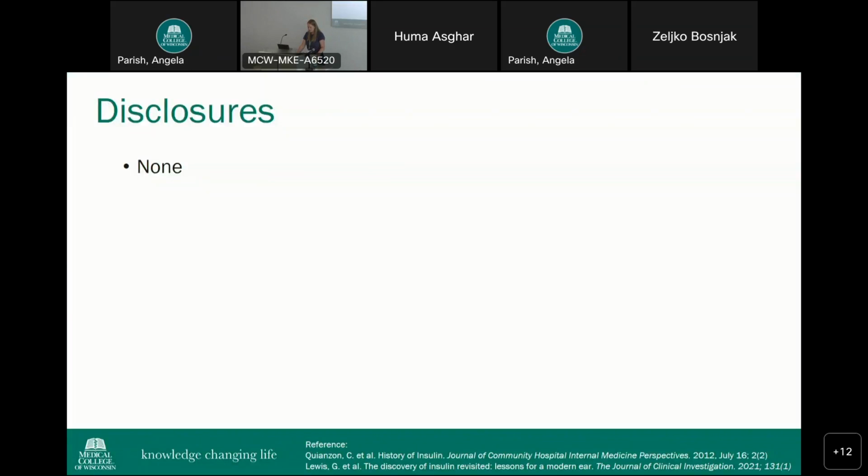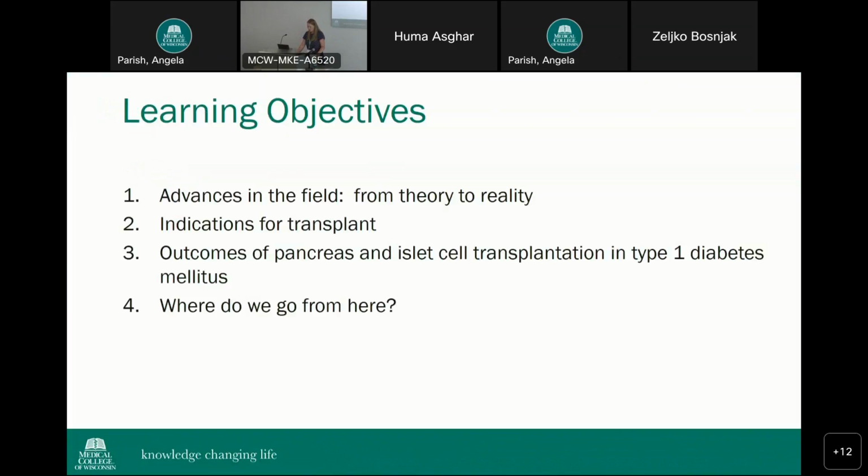I have no disclosures other than the fact that I am not a transplant surgeon or physician, so just bear in mind that this is the endocrinologist perspective on transplant. So our objectives today: the advancement in the field from theory to reality, the indications for both islet cell and whole organ transplant, the outcomes of these transplants, and where the science is going from here. So how the talk will begin is we'll start with the breakthrough in insulin and how that was the beginning of replacement therapy, moving into how insulin wasn't perfect, thinking about whole organ, and then why we got to islet cell itself.